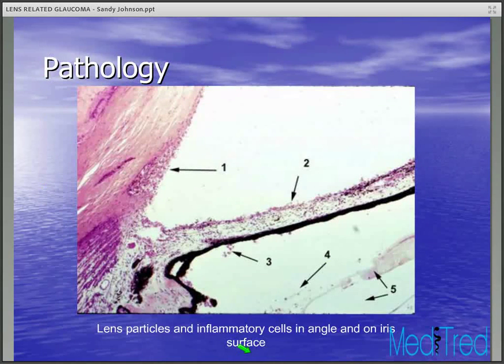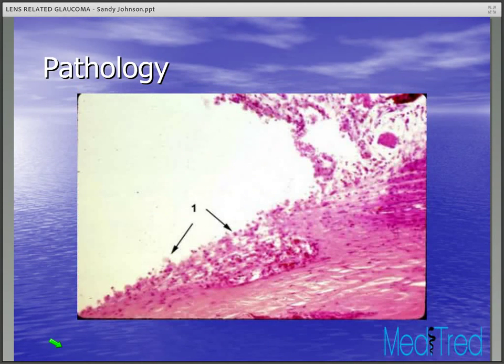Here's a pathology slide that I came across, and you can see where the arrow's pointing all this proteinaceous material deposited in the angle, along the iris, behind the iris, near the lens. And so this is what's clogging up the trabecular meshwork, as well as the macrophage that is trying to engulf it. Here's a higher mag of the same thing, and showing you where these little black arrows are, all this proteinaceous material in the angle.